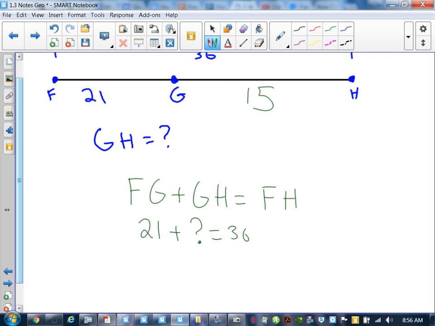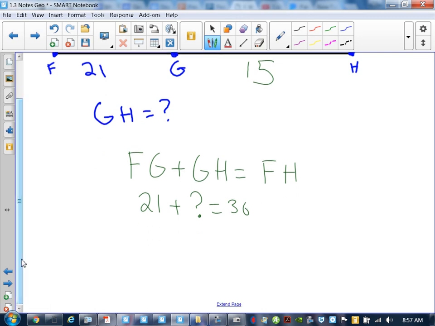You know, one segment is 2x minus 3, the other one is 6, and the whole thing is 34, something along those lines. But it's the same basic premise: all you're worried about doing here is knowing that if you write out what you're starting with and fill in the blanks, everything else is really easy.